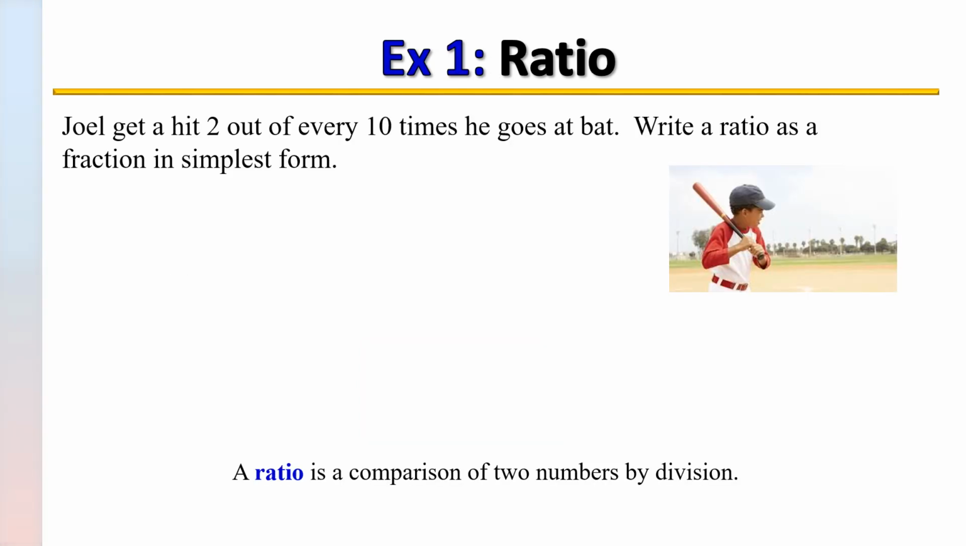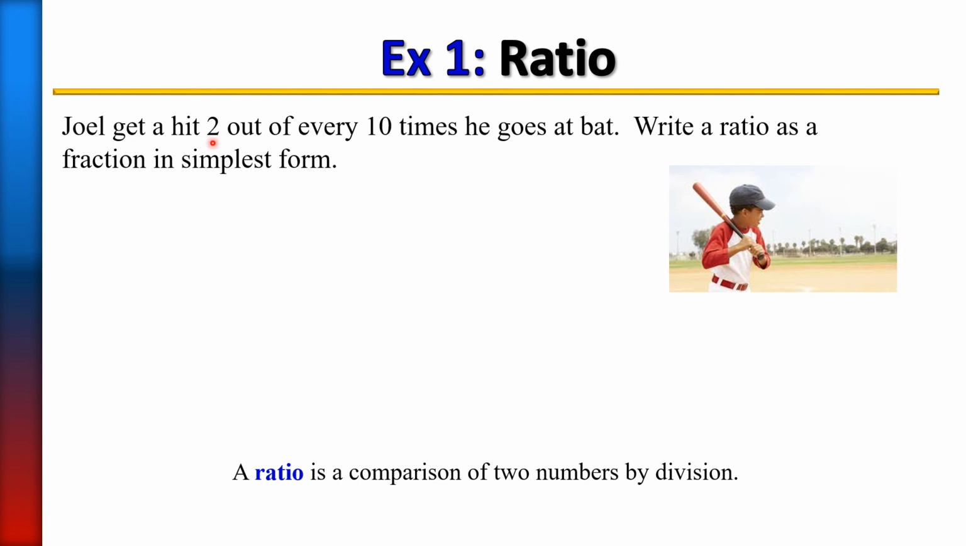Let's apply that ratio with a real world problem. Joel gets a hit 2 out of every 10 times he goes at bat. Write a ratio as a fraction and then write it in simplest form. So the first number that is mentioned here is 2. That's going to go in the numerator. The second number that is mentioned is 10. That's going to go in the denominator.